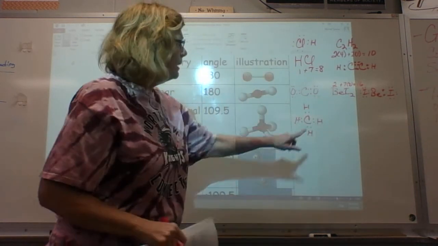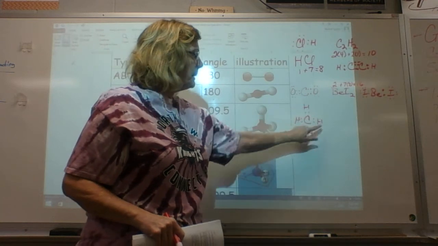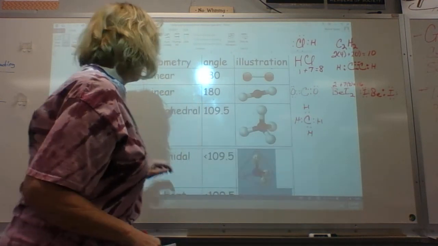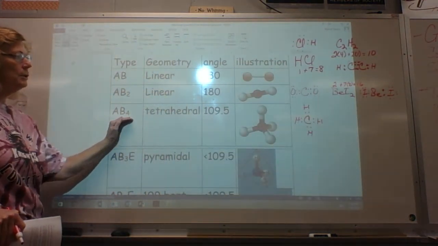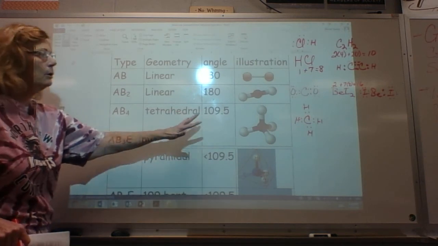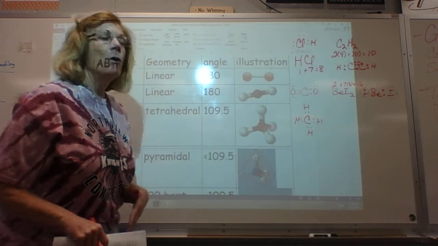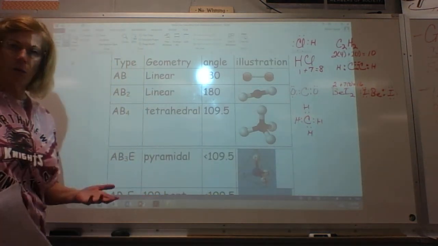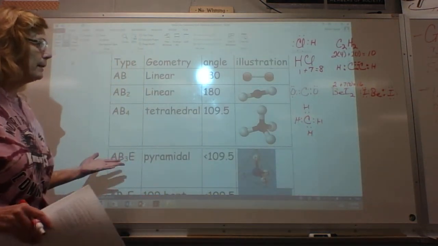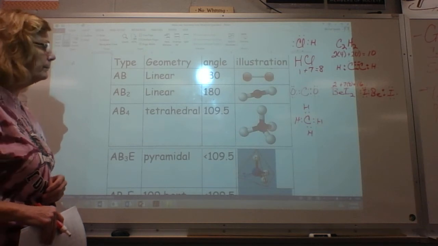So we have central atom A, B4, no unshared pair. So AB4 is our molecule type. That translates into tetrahedral. That means every bond angle in here will be 109.5 for the VSEPR theory to hold up, that the valence shells are repelling themselves as far apart as possible.